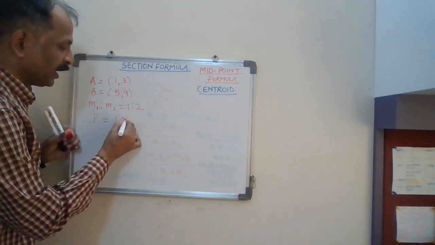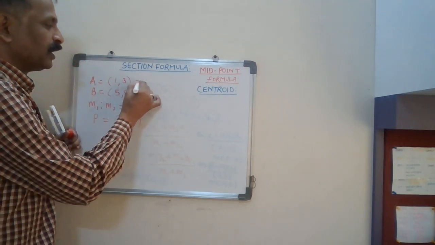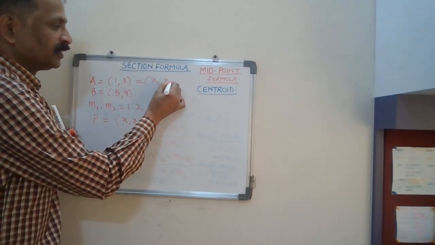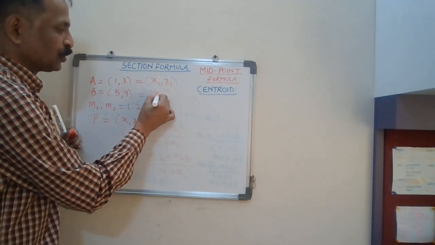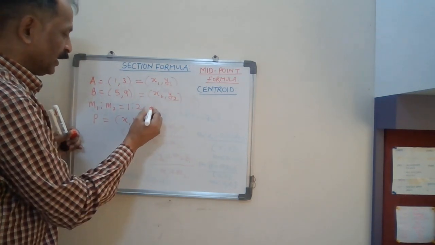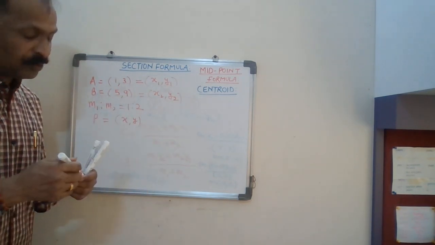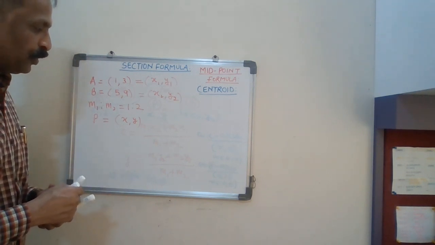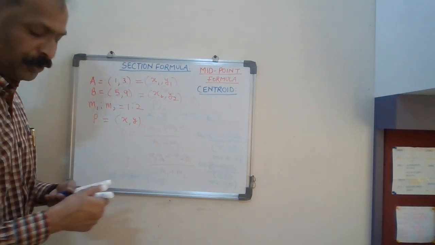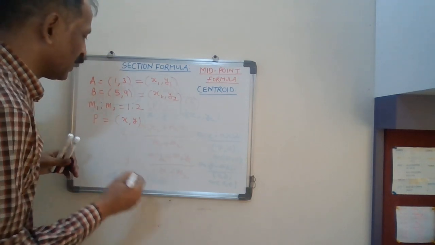So P you can assume X, comma Y as I guided you. This you can take X1, Y1. This you can take X2, Y2. And this is M1, M2 already. Now you write your formula. If you can remember, I had one formula for you. So now you have to substitute these values there.